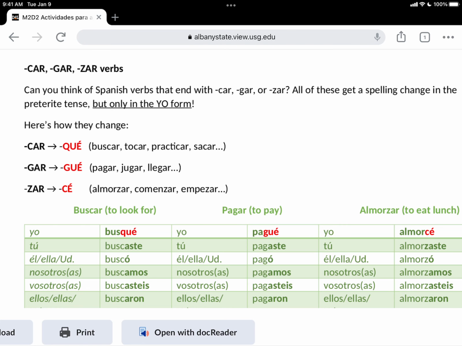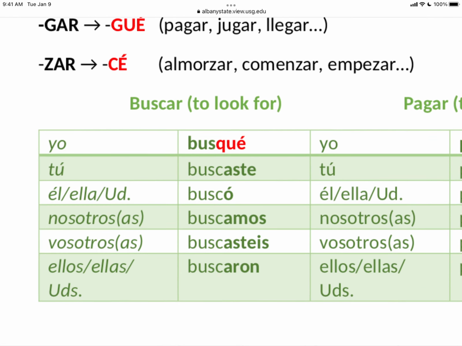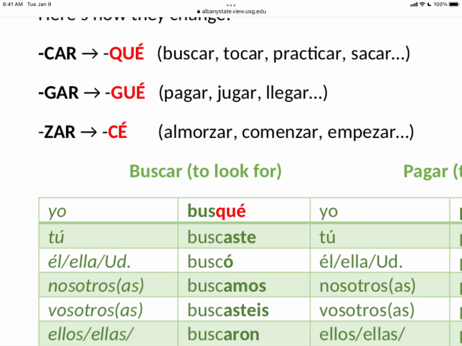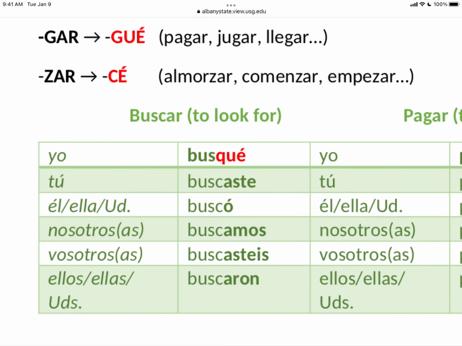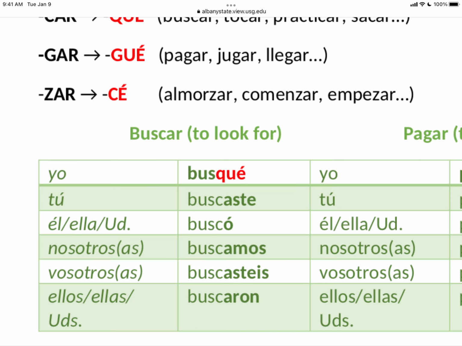Okay, so this is a very, very specific few. Take a look down at our verb chart here, and you can see it says busqué, right? My CAR changes to QUE. So in my yo form only, I take BUS, I drop my CAR, and I put QUE with an accent mark. It's always going to have an accent mark. Busqué. And my emphasis is on the qué, where that accent mark is. But look at the tú form, the Ud. and the rest of them all go back to my regular pattern: aste, ó, amos, asteis, aron, right? They all revert back to that.